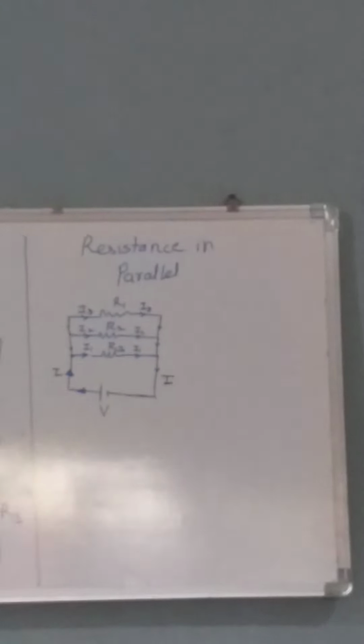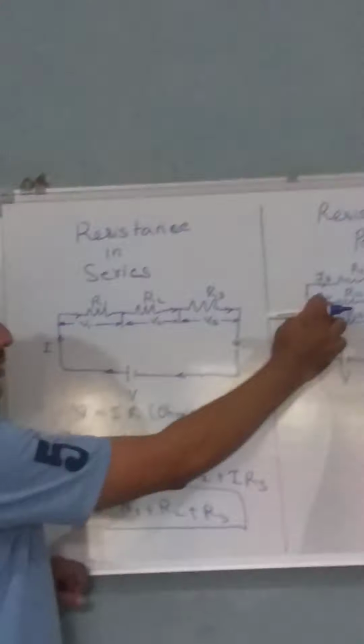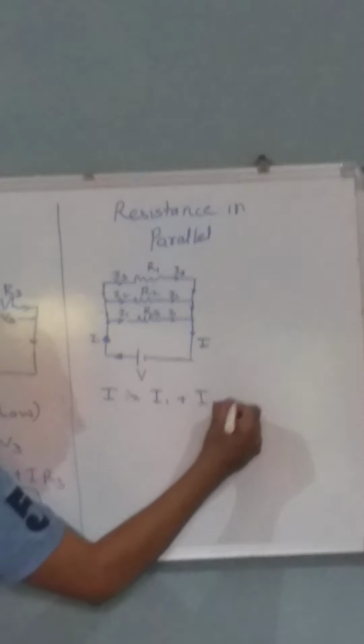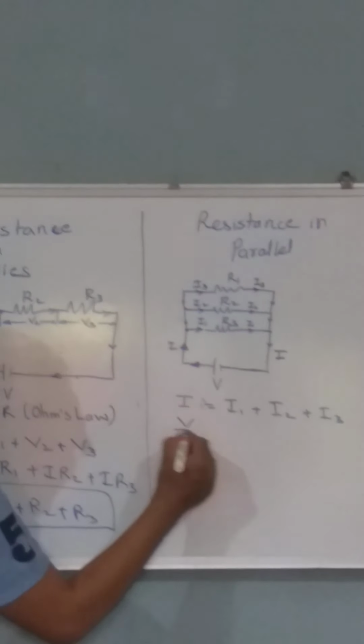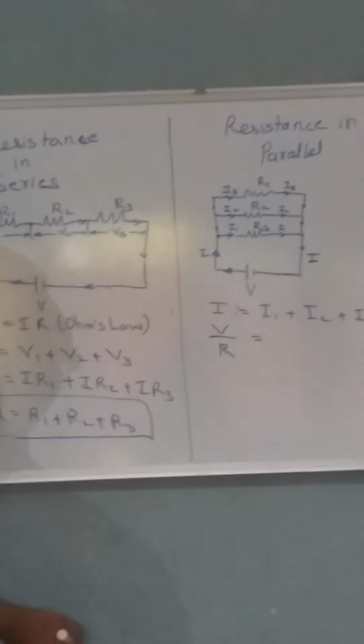These are passing through three resistances R1, R2, and R3. The current I gets divided into its three smaller branch currents, I1, I2, I3. So the total current I is equal to I1 plus I2 plus I3. Now we will use the same Ohm's law here. What will I be? I is equal to V upon R. This is what the basic Ohm's law becomes.